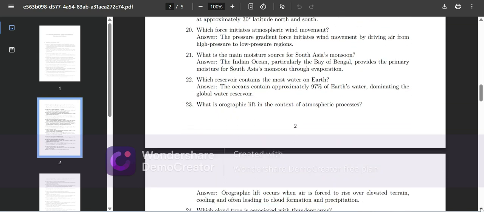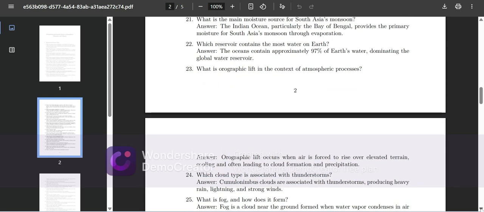What is the main moisture source for South Asia's monsoon? The Indian Ocean, particularly the Bay of Bengal, provides the primary moisture for South Asia's monsoon through evaporation.